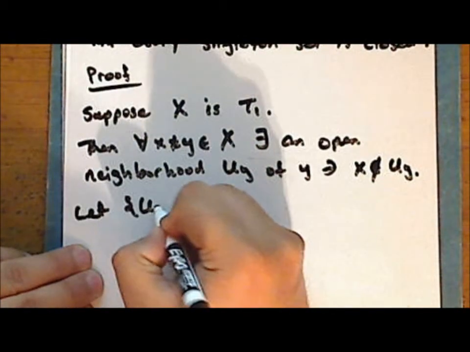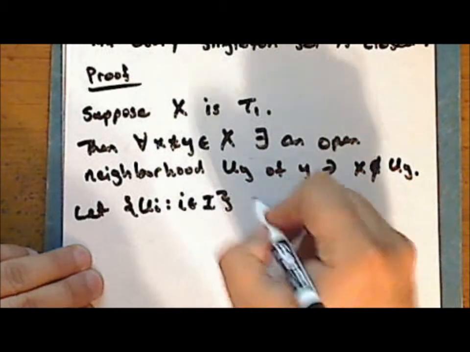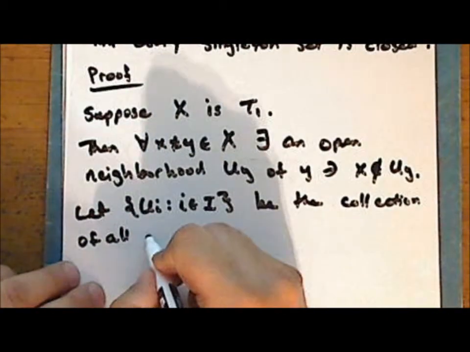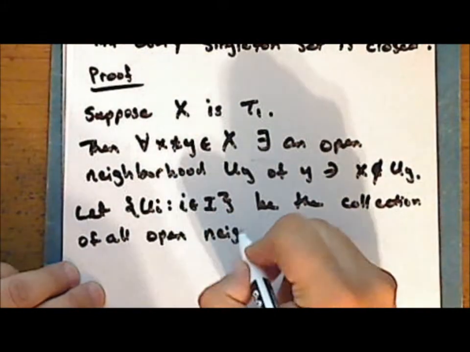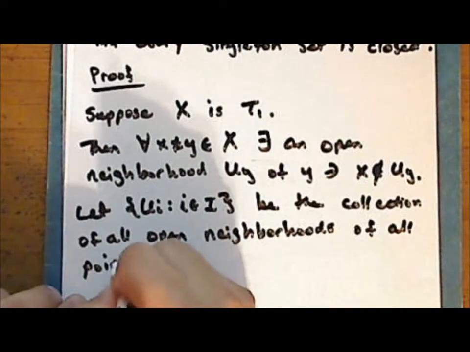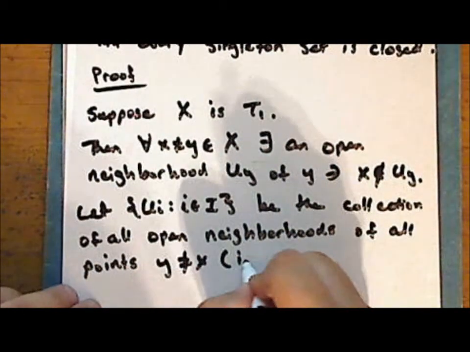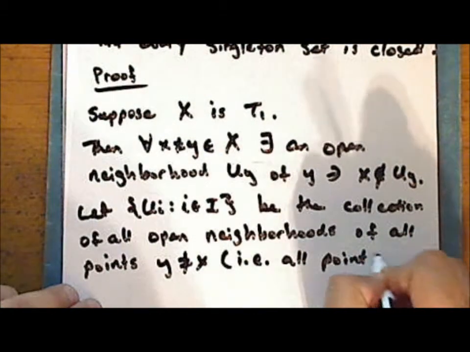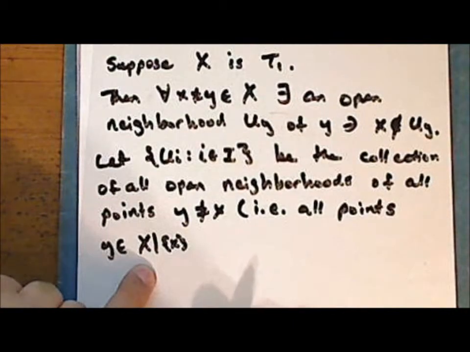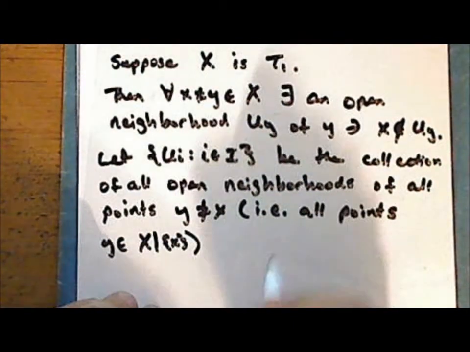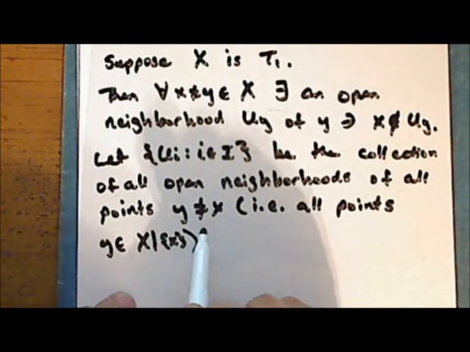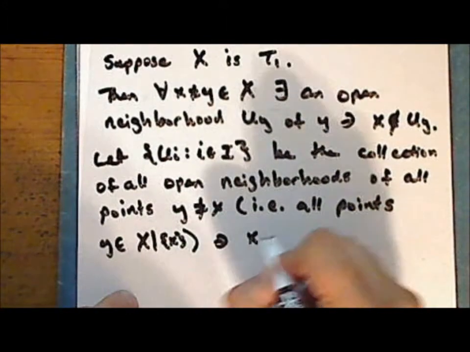So let the collection U sub i, for i in the indexing set I, be the collection of all open neighborhoods of all points y not equal to x, that is, all points y in the set of the space X set minus the singleton containing that point x. Then again, let this collection be the collection of all open neighborhoods of all points y distinct from the point x in the space, such that the point x is not in the neighborhood U sub i.